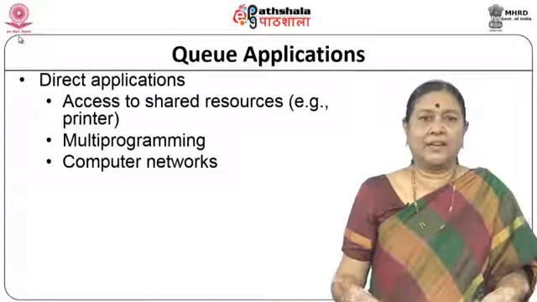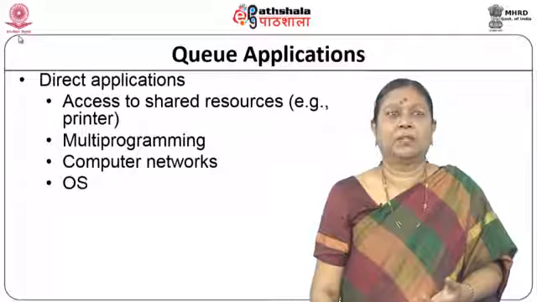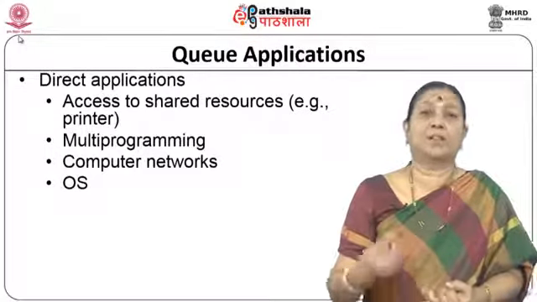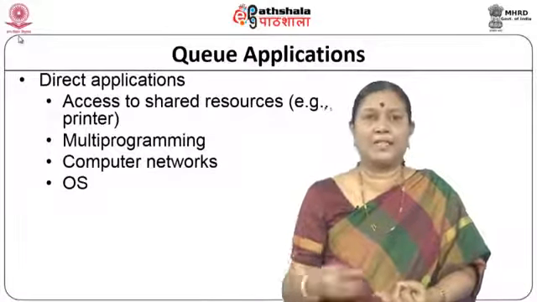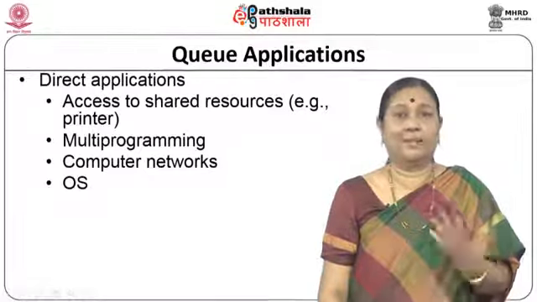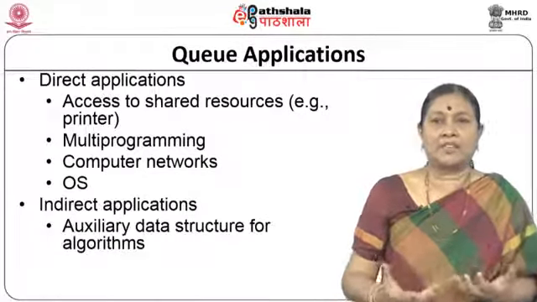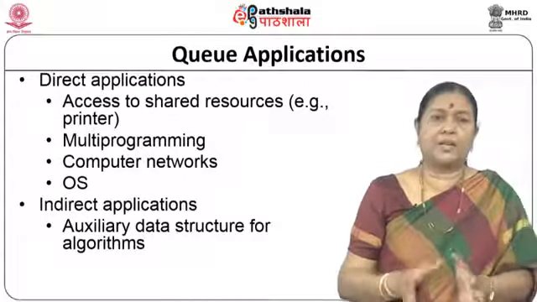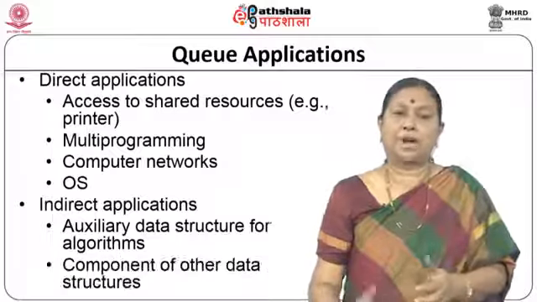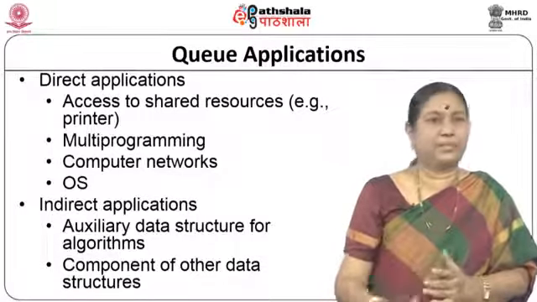Computer networks, again there is a lot of scheduling that is done for resources. Okay. Then OS, as we already discussed, job scheduling, CPU allocation, memory allocation, all places you do have this queue data structure needed in computing. Indirect application, it is used as auxiliary data structures for algorithms, as a buffer. A typical use of queue is as a buffer, and also as a component of other data structures. So these are some of the very important applications of queues.